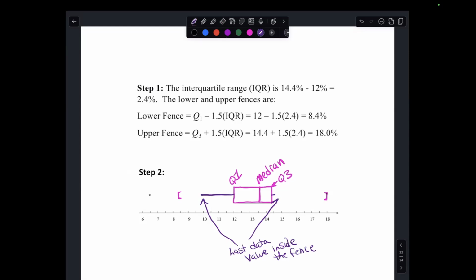Your whiskers will not go all the way to the fence unless your last data value is at the fence. But your whiskers don't go to the fence. They go to the last data value that's inside the fence. Finally, you're going to indicate the outlier with an asterisk. There's my outlier. Your outlier lives outside the fence, and it is an asterisk. That's it. There's your box and whisker plot.